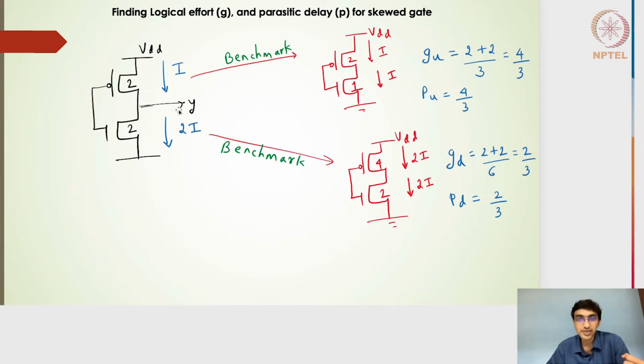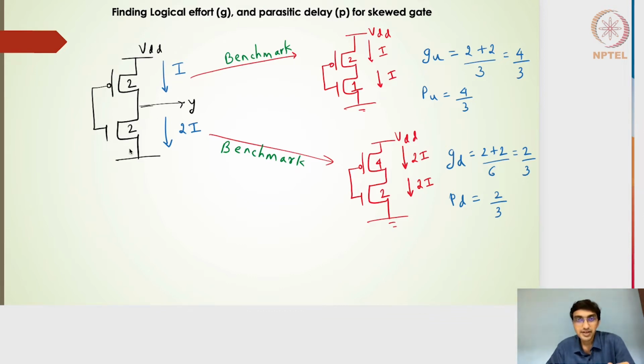So the output current at this node while charging through the PMOS will be different than when the capacitor is discharging through the NMOS. Now the question is, if I want to evaluate the logical effort or the normalized parasitic delay factor, what should be the benchmark inverter? It should be designed in such a way that its rising current is whatever this particular gate gives, and its falling current is whatever this gate will give.